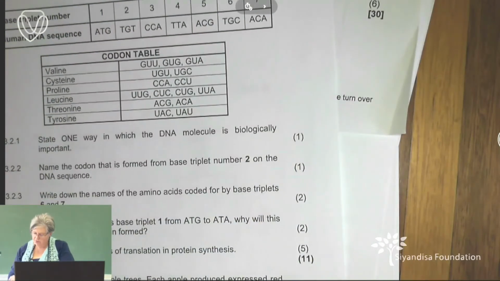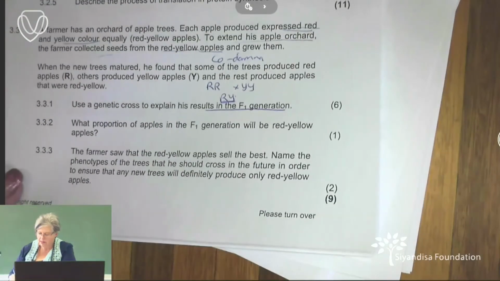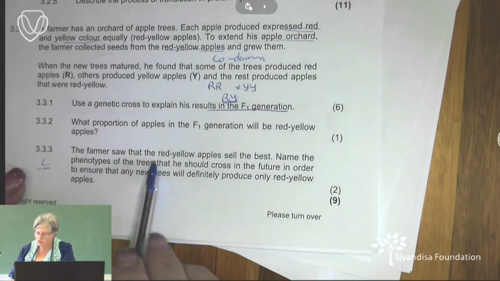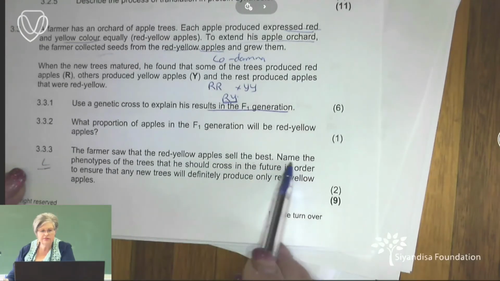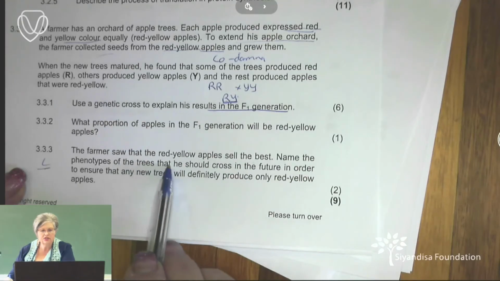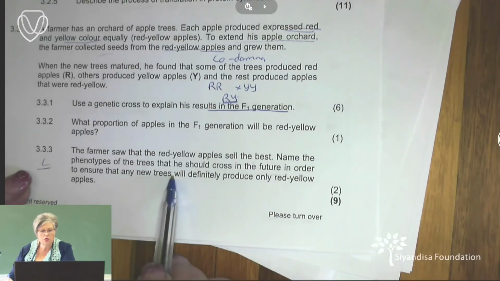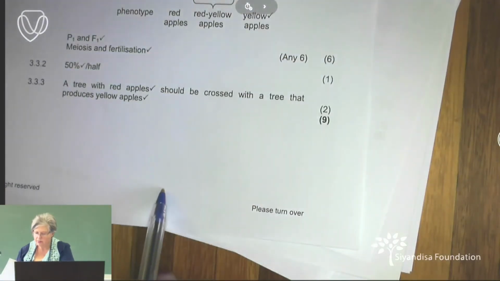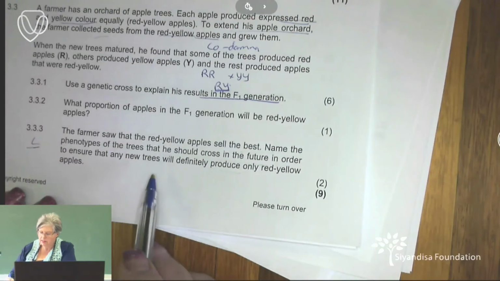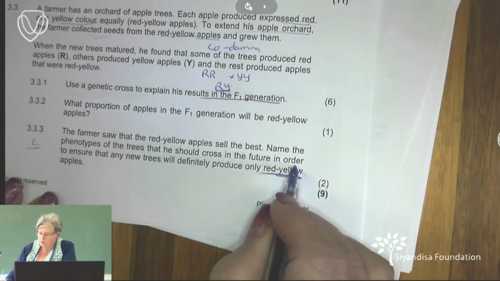Okay. The farmer saw, this is a very, very good level C question. The farmer saw that red, yellow apple sells the best. Name the phenotype of the tree that he should cross in future in order to assure that all new trees will produce only red and white apples. Okay, so what do we want? He wants red and yellow apples.